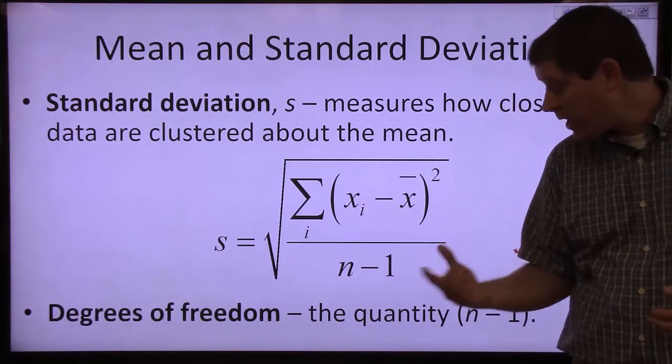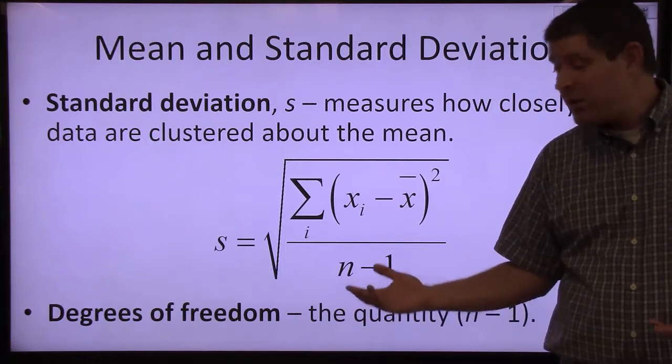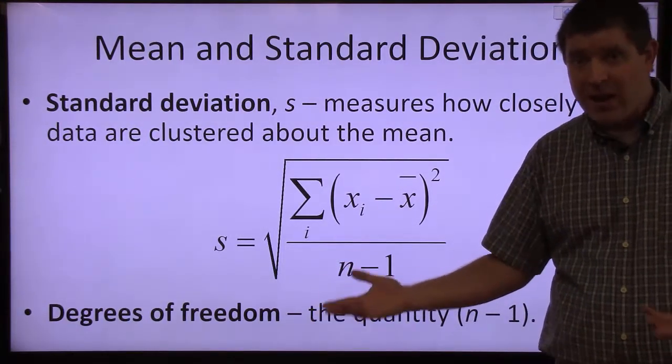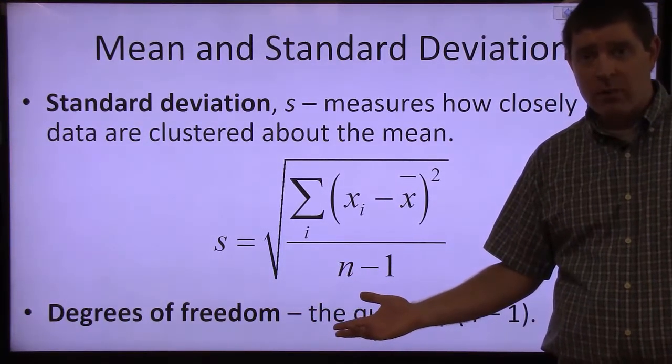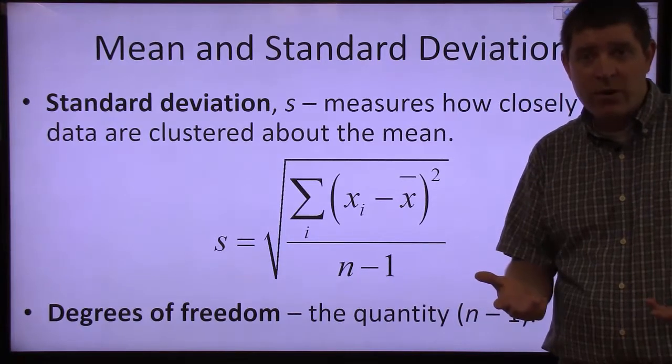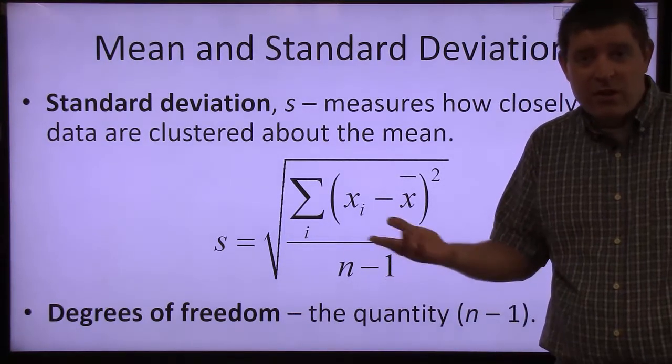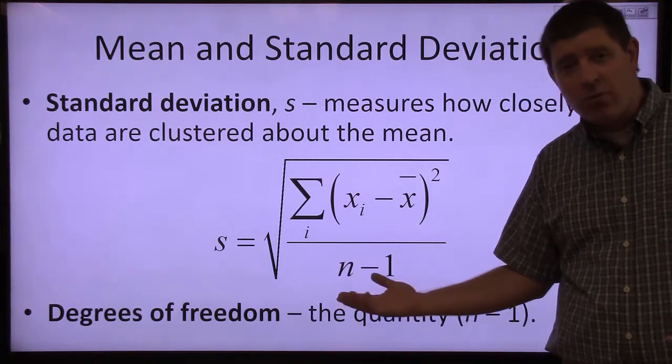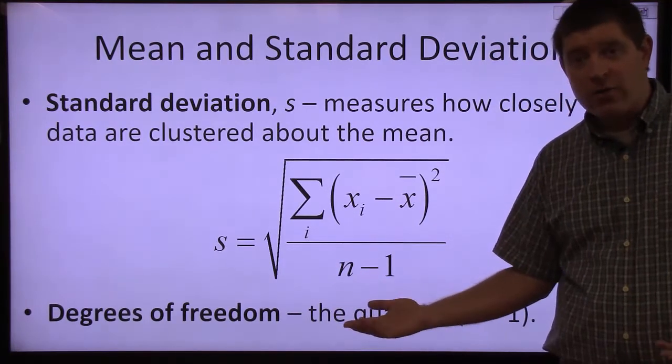If you only have, say, 1 data point, then n minus 1 is 0. And that means that you don't have a standard deviation. You can't have a standard deviation of a single data point, because how close together is one data point to itself? It doesn't really make sense. So you can't really perform a standard deviation calculation on just one sample.